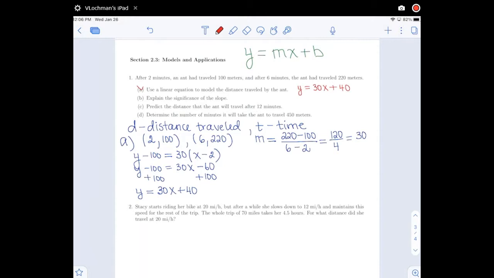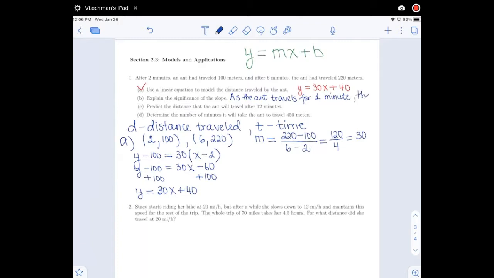Explain the significance of the slope. This is how your function changes, right? So this one would be just a sentence in plain words. We would say the following: the ant travels for 1 unit of time, for 1 minute, or for each 1 minute traveled.